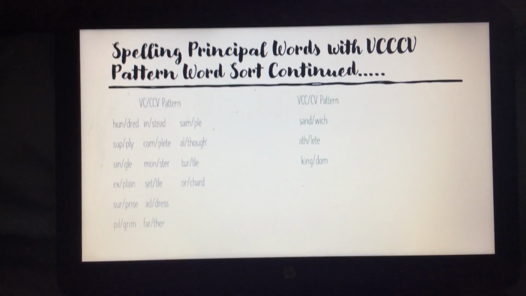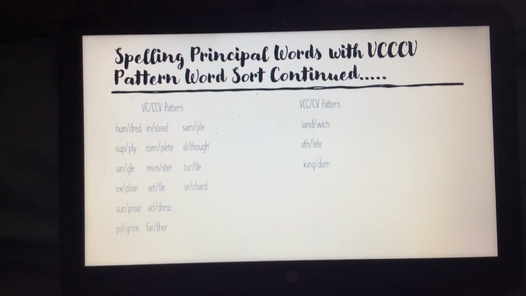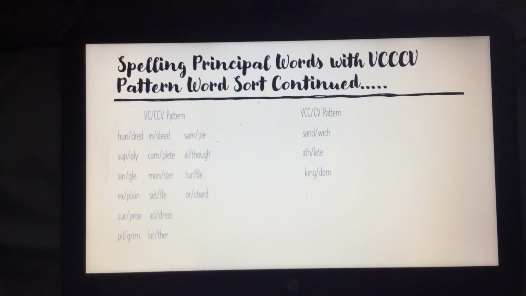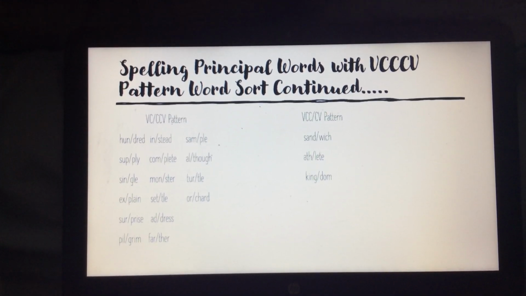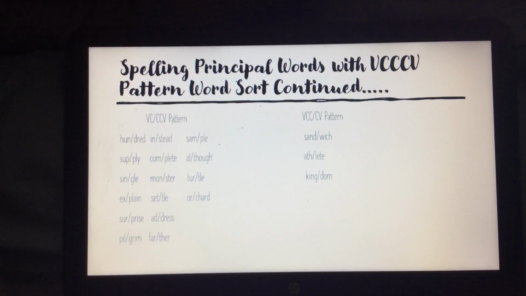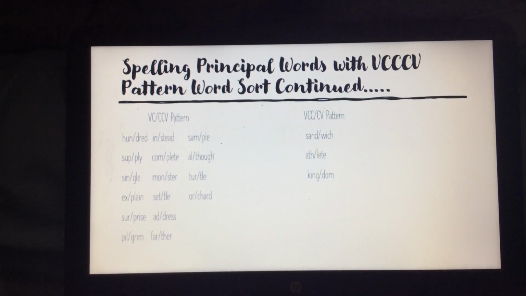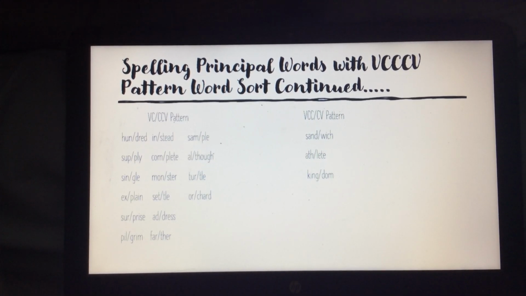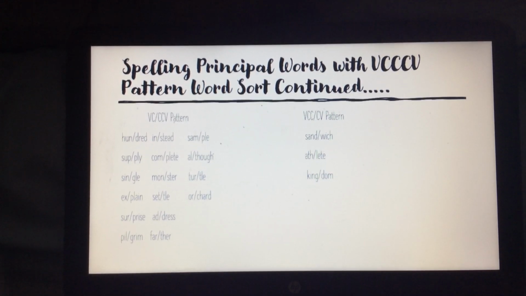Okay, welcome back. And if we see here, we have our 2 patterns there for us. For our VC/CCV pattern, we have the words instead, sample, supply, complete, although, single, monster, turtle, explain, settle, orchard, surprise, address, pilgrim, farther. And for our VCC/CV pattern, we have the words sandwich, athlete, and kingdom.